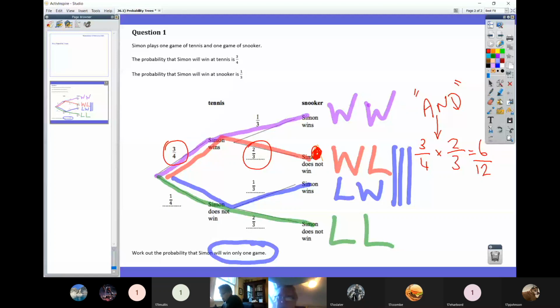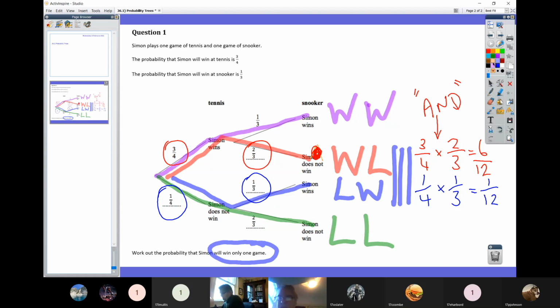The other way he can win only one game is when he loses and then he wins. Okay, so the two that I've just circled in blue, that was 1/4 and 1/3. Now again, that is him losing and then winning, so again, we are going to multiply those fractions together. 1 times 1 is 1, 4 3s are 12.